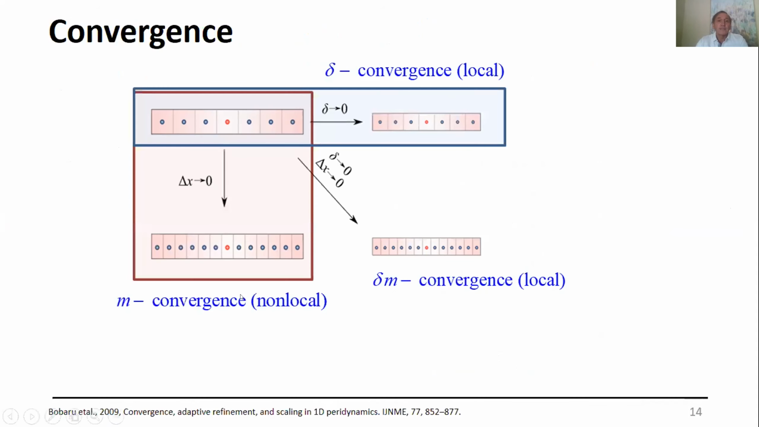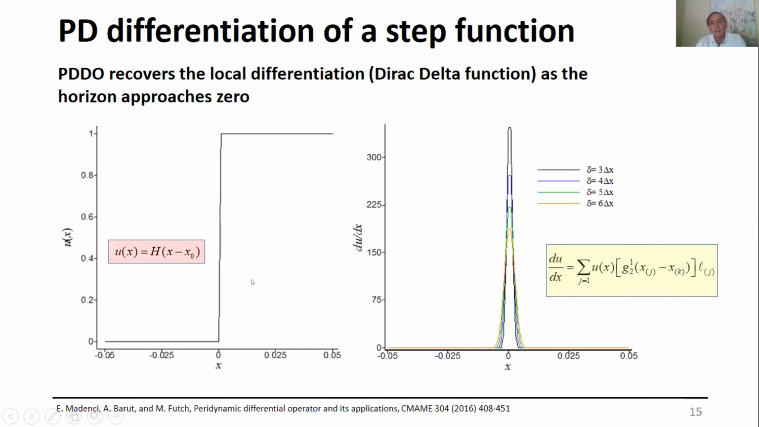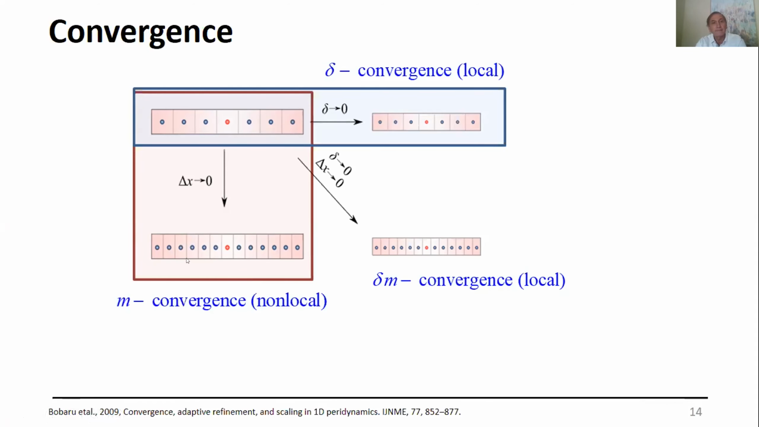And the convergence is basically, we follow an approach suggested by Bekar. So we perform a delta M convergence in all of the results that I'm going to show today. So we let horizon go to 0, we let the grid size go to 0, and we make sure that we have delta M convergence taken care of.